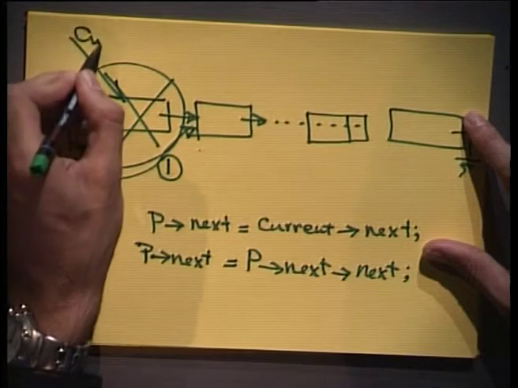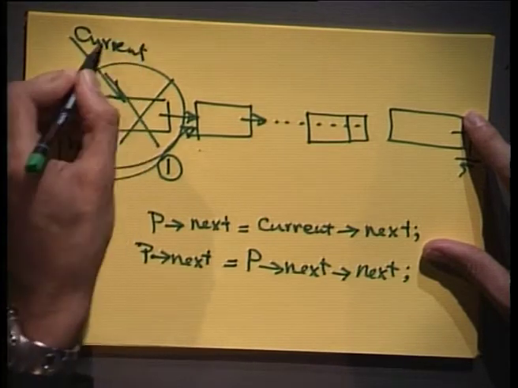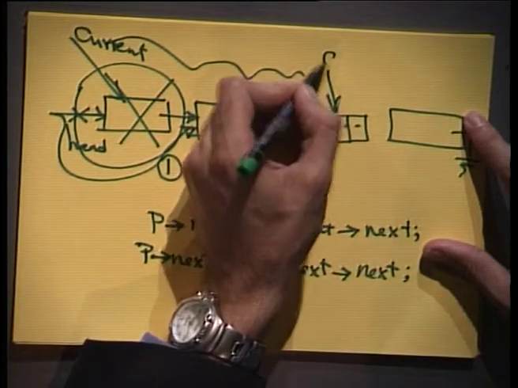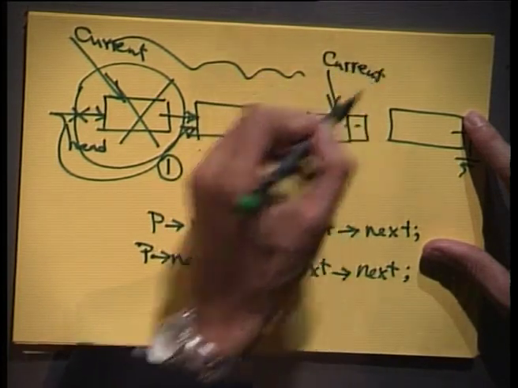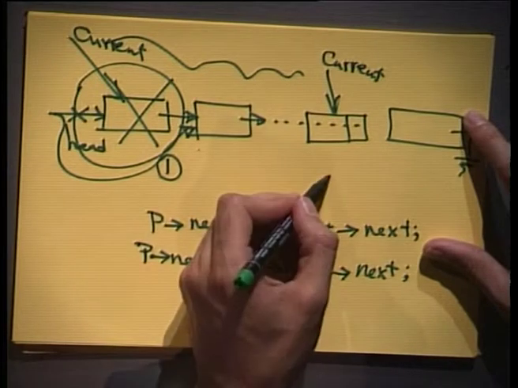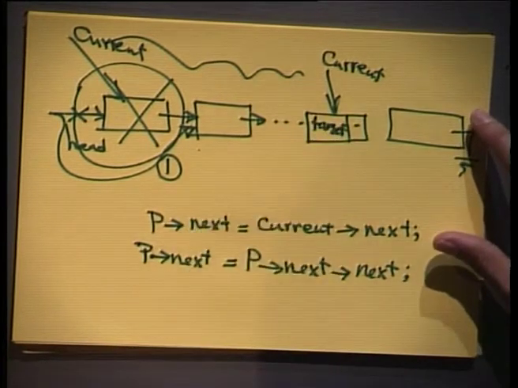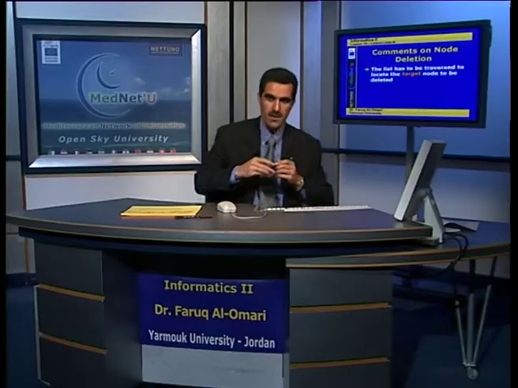I put current first here, and then I start advancing it till I get to this node, and as a result, I will make current point to the target node. This is my target. Whatever I have inside is actually my target. Okay? So that's the first step in the process.